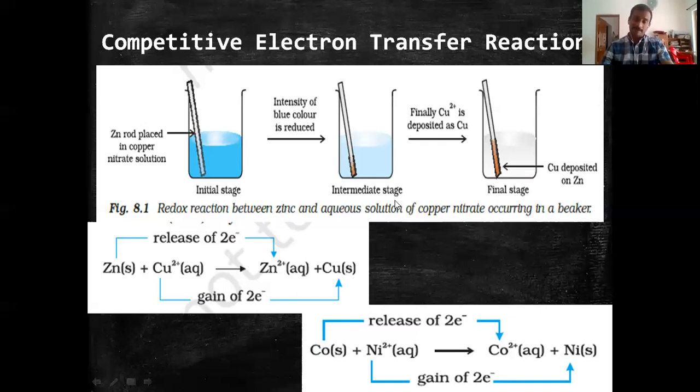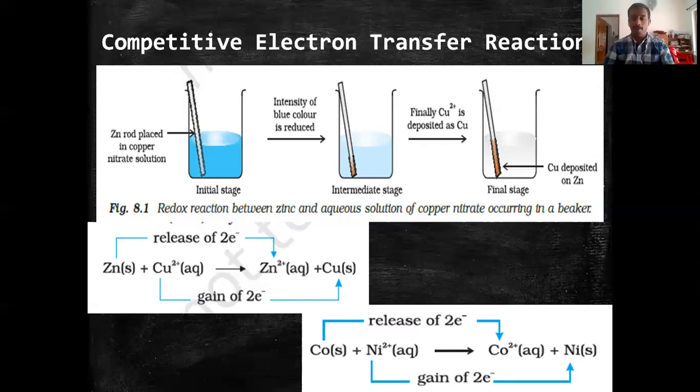It has a lot of application. Galvanic cell: for making a galvanic cell, these competitive electron transfer reactions are utilized. That we will study at the end of this chapter. So here you will get questions such as, is it possible to store copper sulfate solution in a zinc vessel? Is it possible? No, it is not possible.